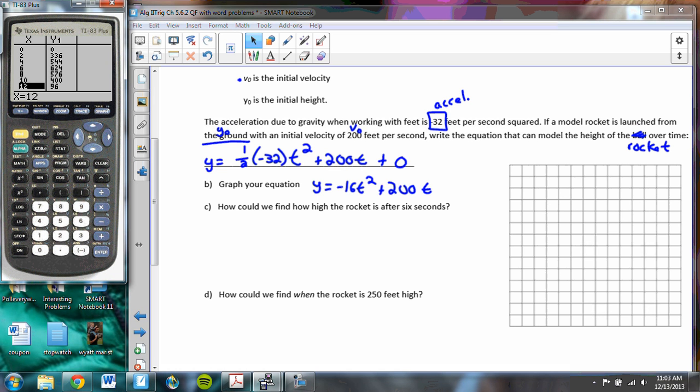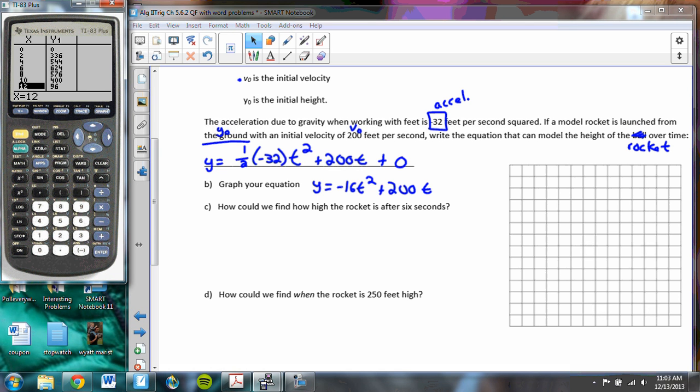What does x stand for? Like, what type of unit is it? It's time. X is our seconds. So it's really our t. Our t value is time, it's seconds. This is 0 seconds, 2 seconds, 4 seconds. What does y stand for? The height in feet of the rocket.